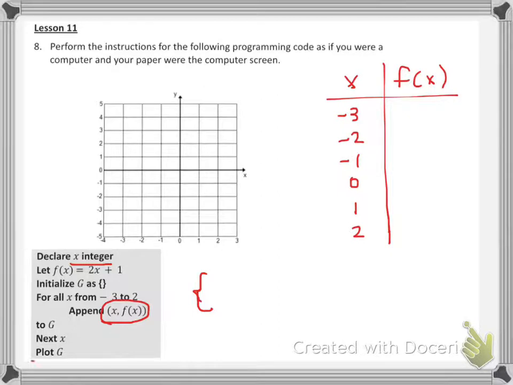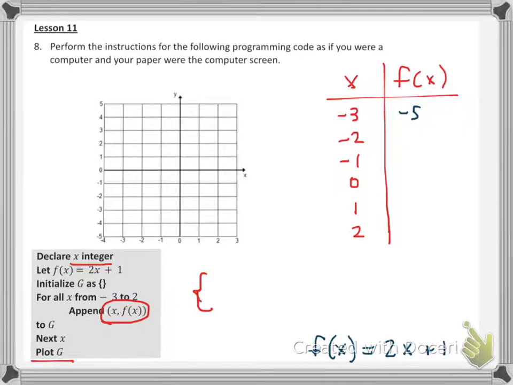And then I'm going to plot G onto the coordinate plane. So, a lot to do. Let's do this one at a time. Let's first plug in a -3 into our function. Remember, our function is f of x is equal to 2 times x plus 1. So if x is -3, this would be 2 times -3 is -6, and a positive 1 would be -5. So that's our function if x is -3.